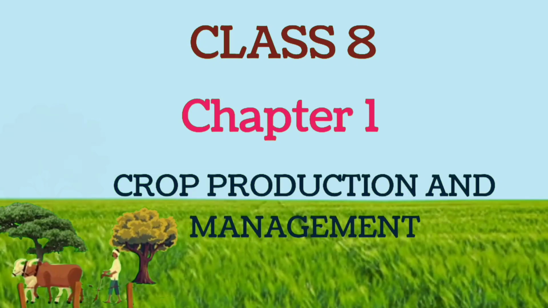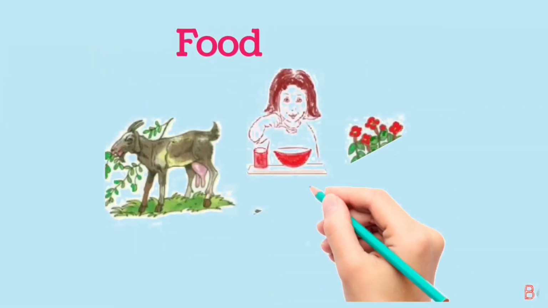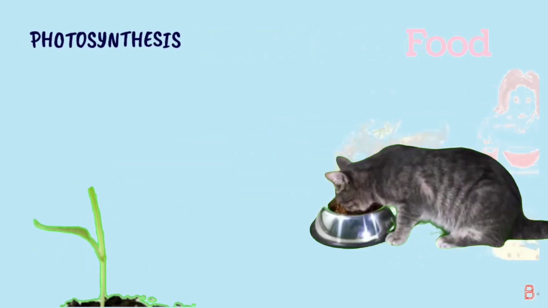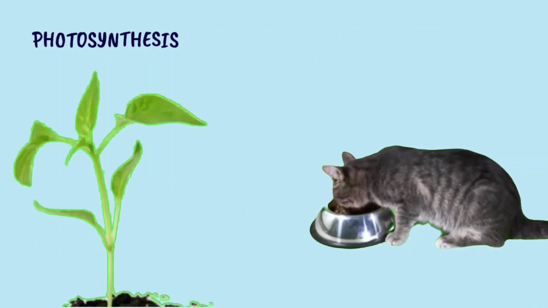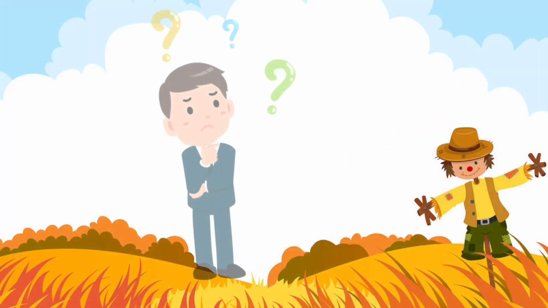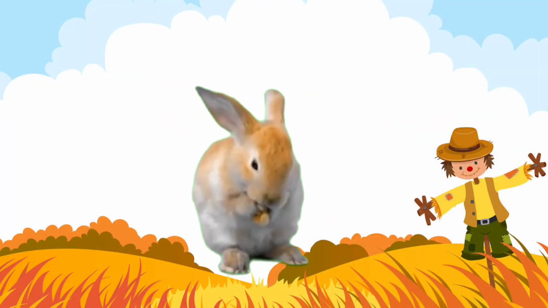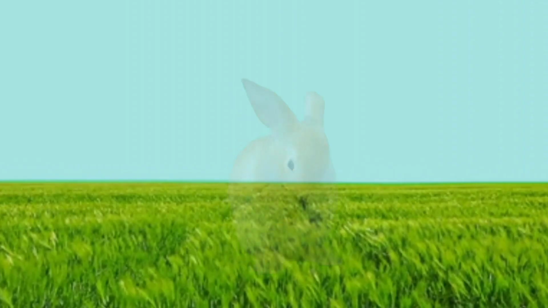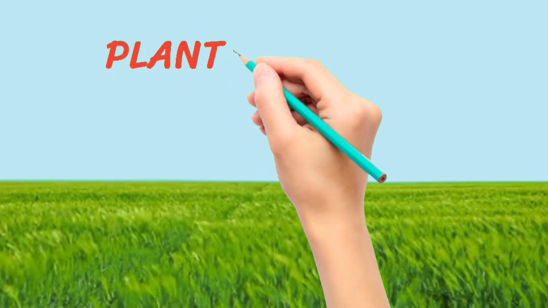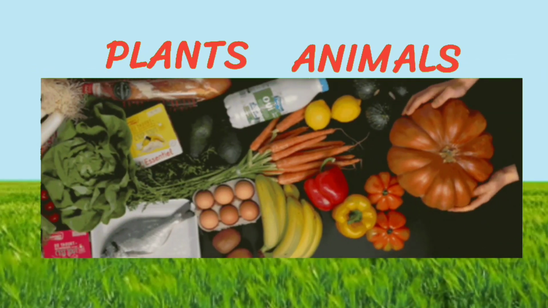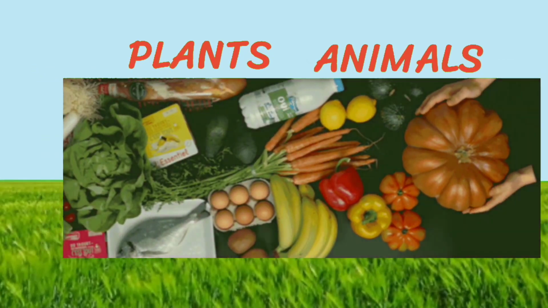Dear students, we have learned that all living organisms require food. Plants can make their own food by the process of photosynthesis, but animals including humans cannot make their food. So, where do animals get their food? We get our food from plants and animals or both.